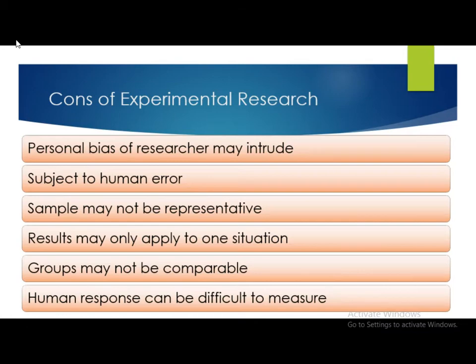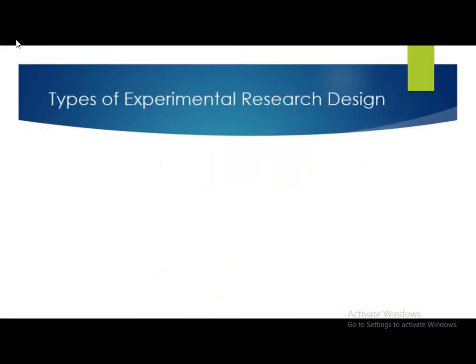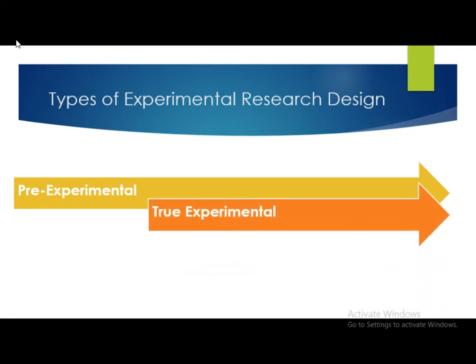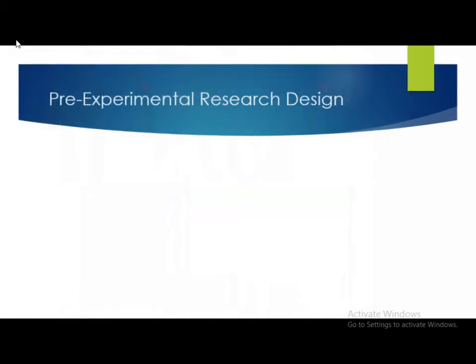Moving on, we will understand various types of experimental research design. Here, we will consider three types, that is, pre-experimental research design, true experimental research design, and quasi-experimental research design. Now we will understand each and every type of experimental research design in detail. First, we will start with pre-experimental research design.